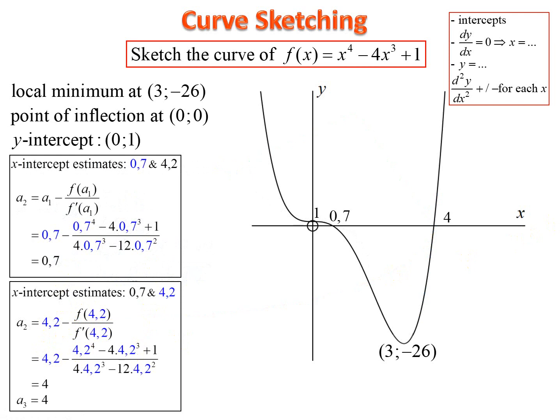So we can now sketch the curve, and there it is. X-intercepts at 0,7 and 4 as found from Newton's method. There's our point of inflection and our minimum value there.